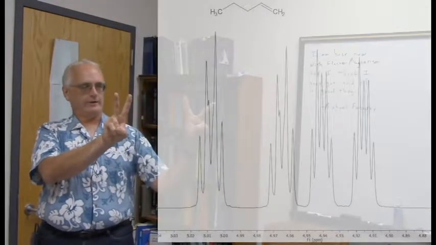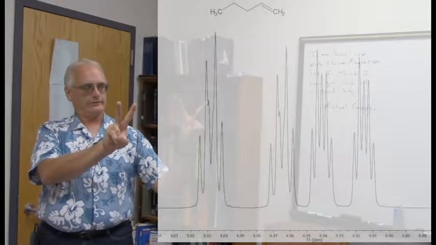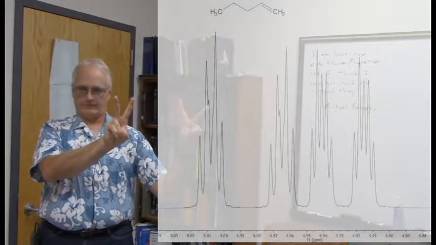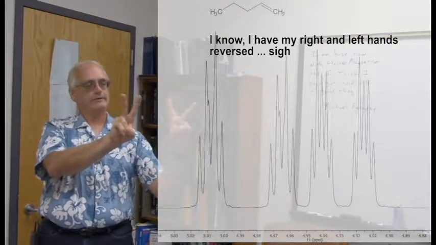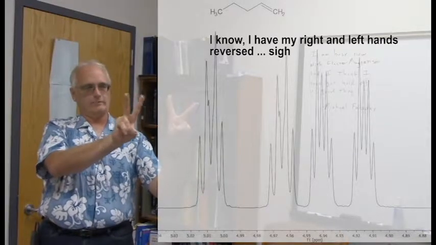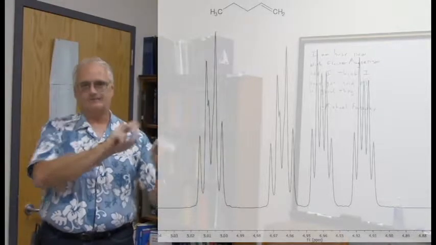I was doing this business a moment ago. There's the trans with the big coupling constant. There's the cis with a large but smaller than the trans coupling constant. They're closer together now. They've kind of moved in something like this.